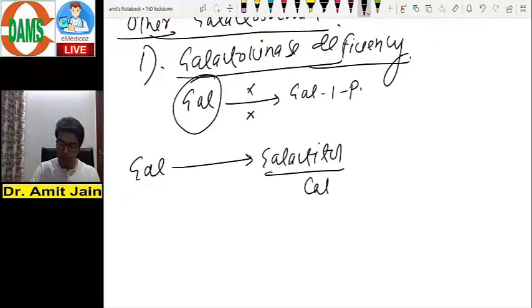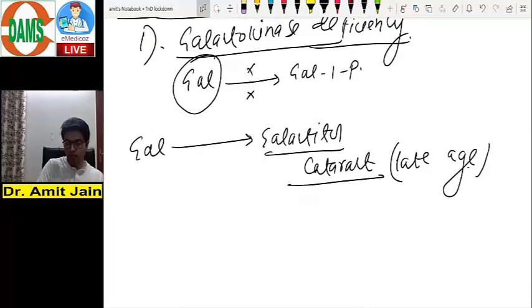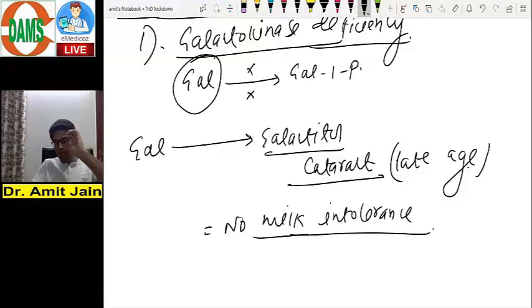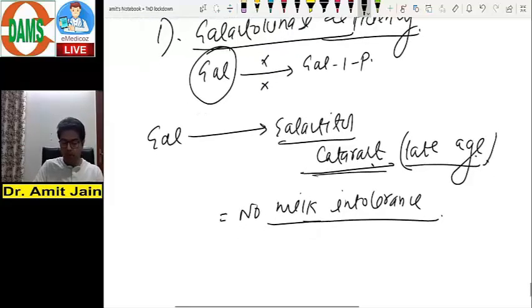So this may lead to cataract formation, right? Cataract at a late age, not initially. Guys, there is no milk intolerance here. The growth of the baby is going normal. But suddenly, let's say at the age of 3 months or 6 months, there is an opacity in the lens, that is cataract. It is not classified as oil drop type of cataract. Fine.